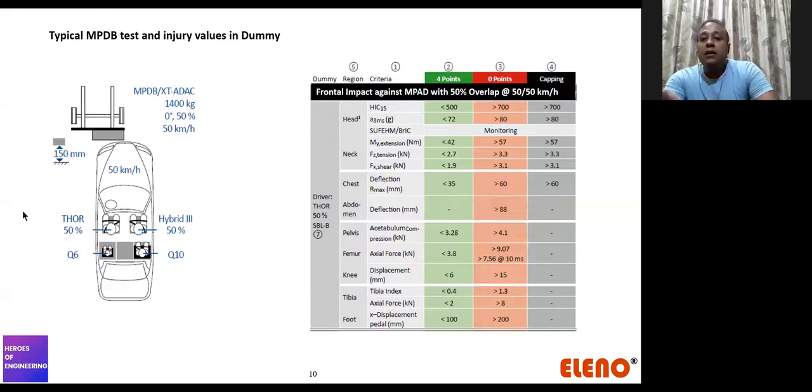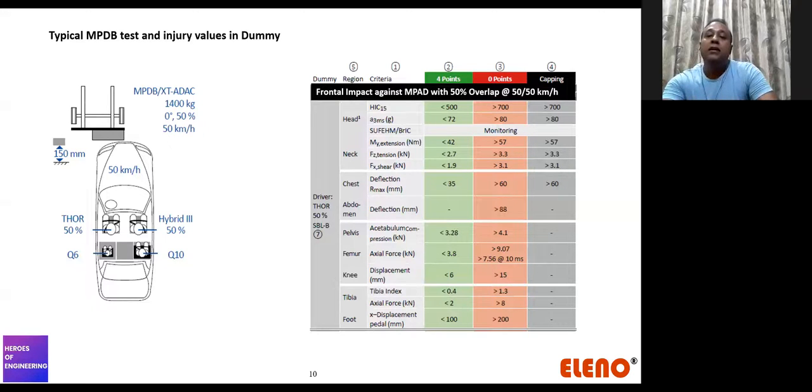Here, you will see that the maximum points are 4 for each region. The first region is head and neck, where you get 4 points. The next region is chest and abdomen, where you are also getting 4 points. The next region is pelvis, femur, and knee, which is also 4 points, and tibia and foot together is also 4 points. So the total load case point for this MPDB test is 16 points.